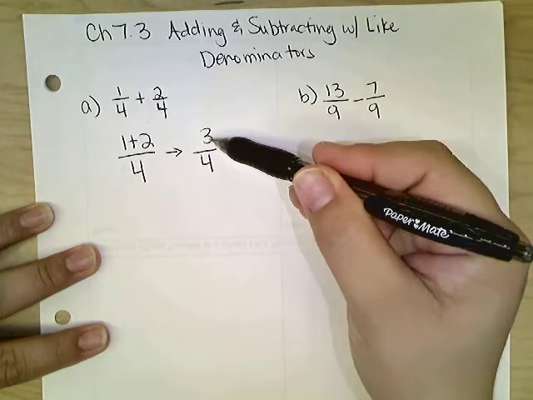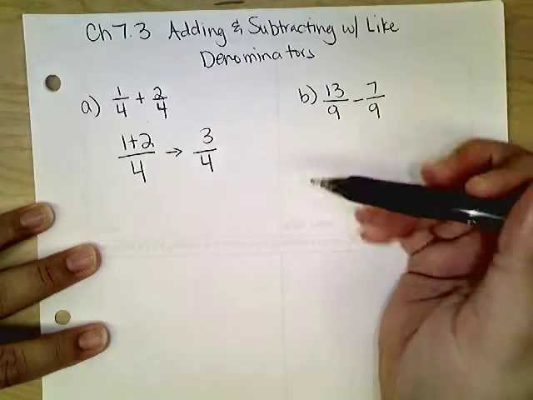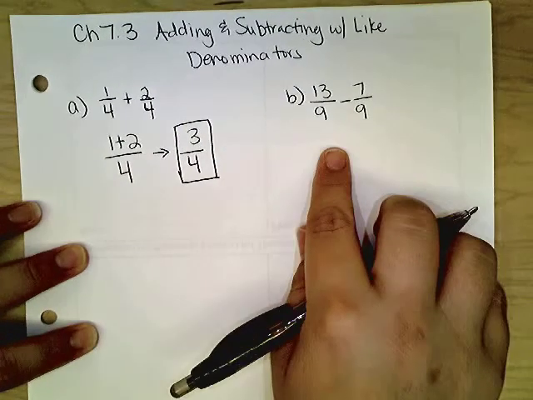And once we get it written as a simple single fraction, we want to see, can we reduce this or simplify it? No, we can't. So 3/4 is completely simplified. We do the same thing for subtraction.